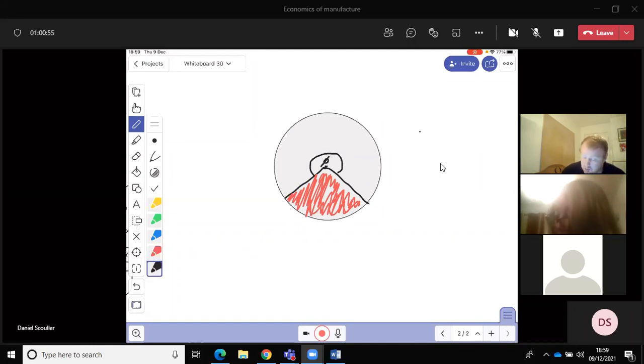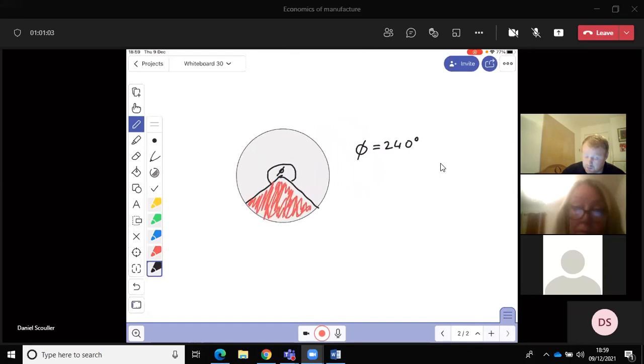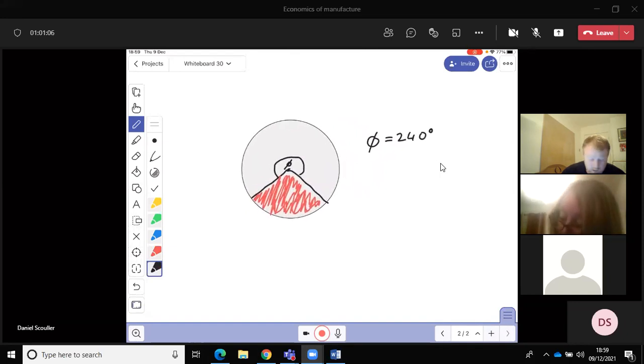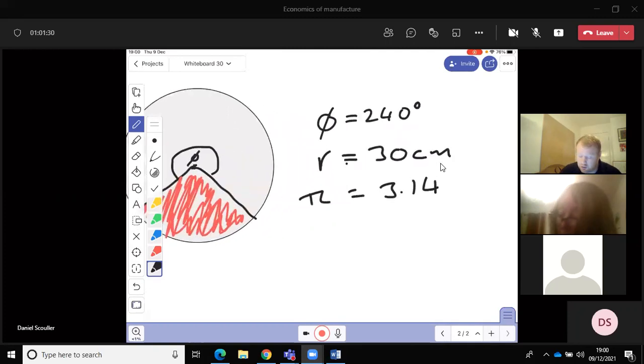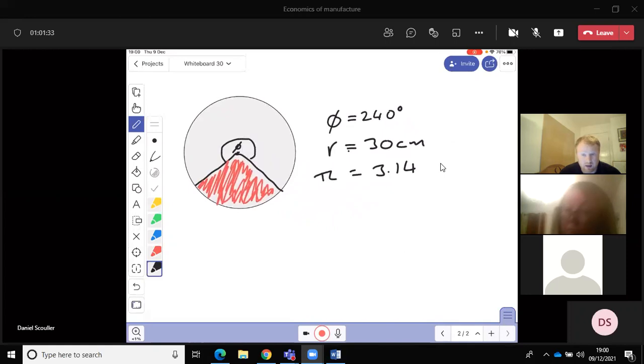And it gives the angle is 240 degrees. It gives you the radius, 30 centimeters, and it gives you pi equals 3.14. There's no units to pi. Don't know if I said that, so don't be caught out by that. It's sort of unitless. So that's what you're given in the question.